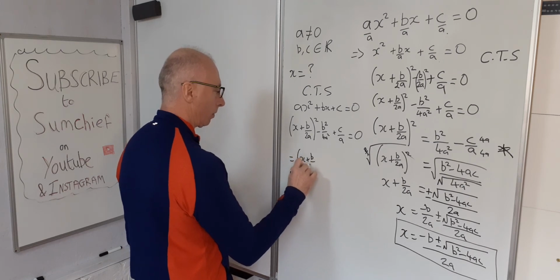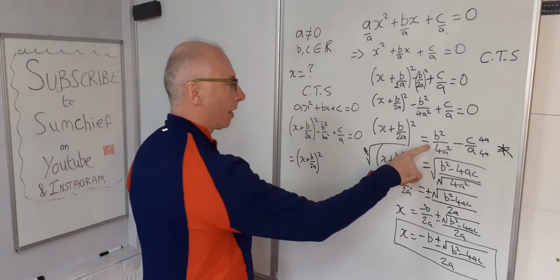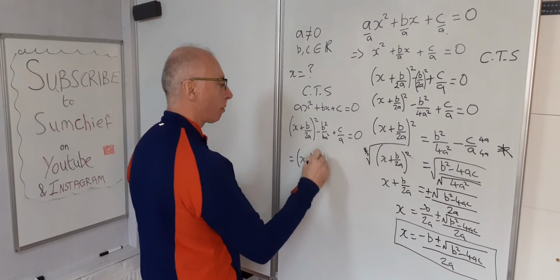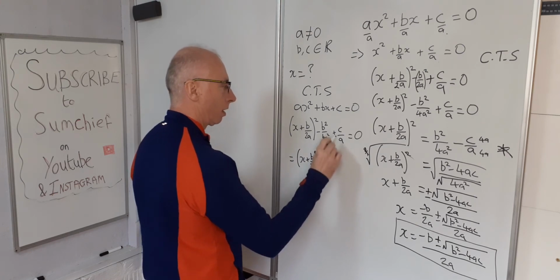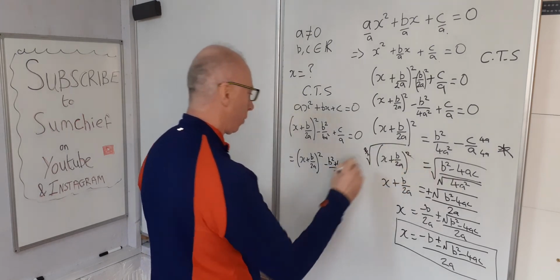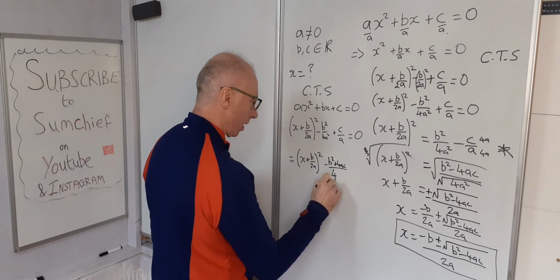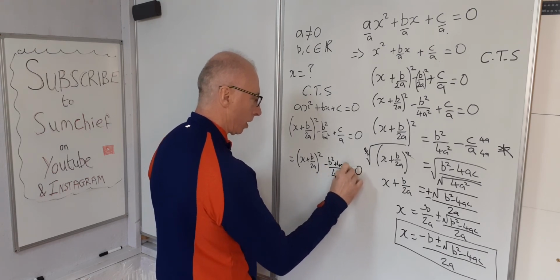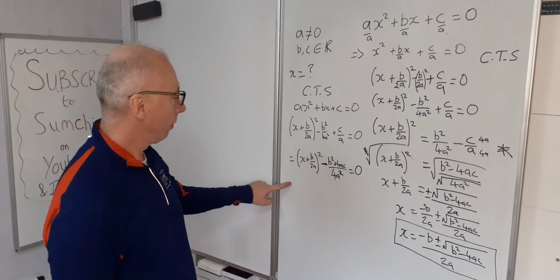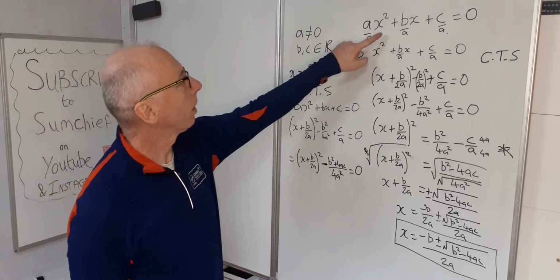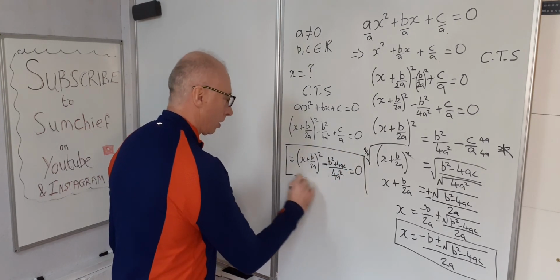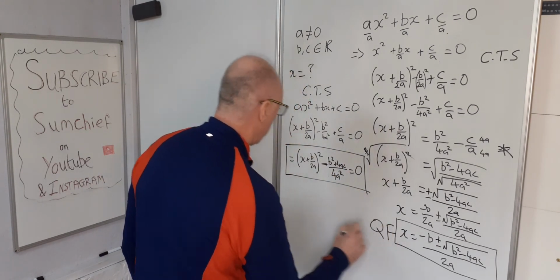x plus b over 2a squared, and then the b squared minus 4ac. Well, on this side, because on the other side it would be minus b squared plus 4ac over 4a squared equals 0. And if you use this formula, that will solve for completing the square on any quadratic of this form. Okay, there we go. So quadratic formula and complete the square.